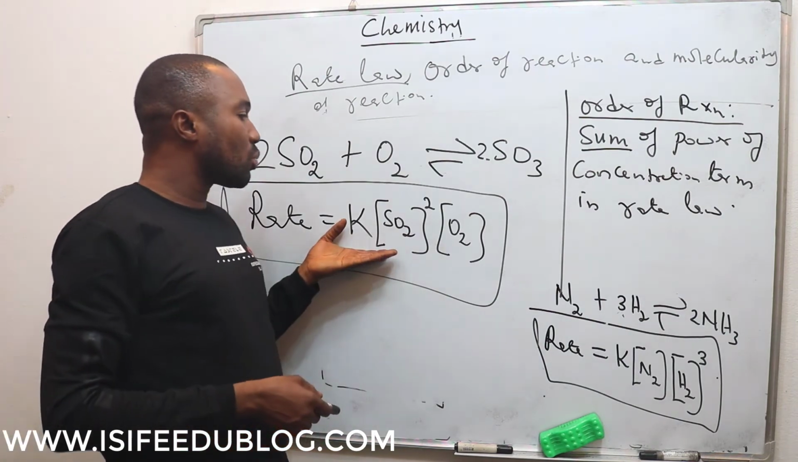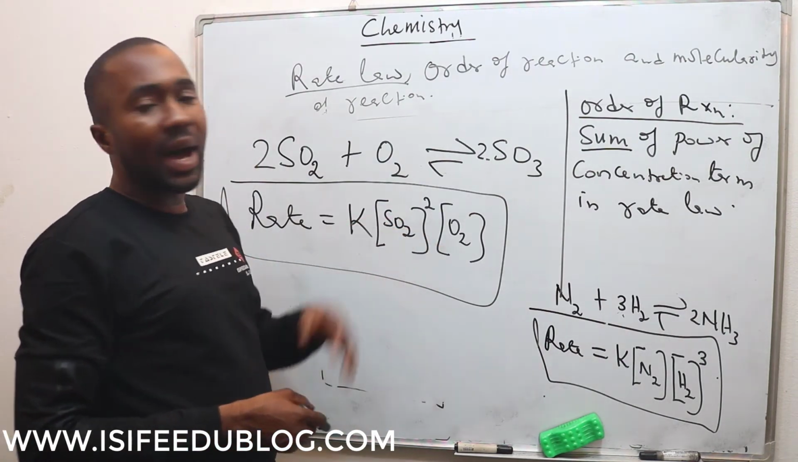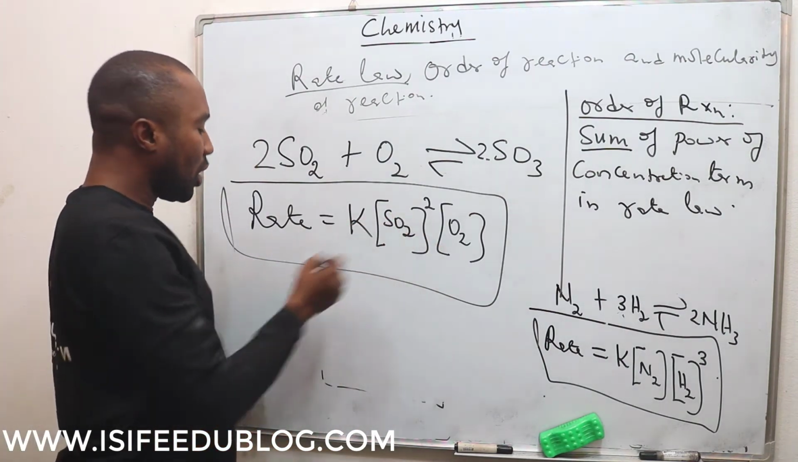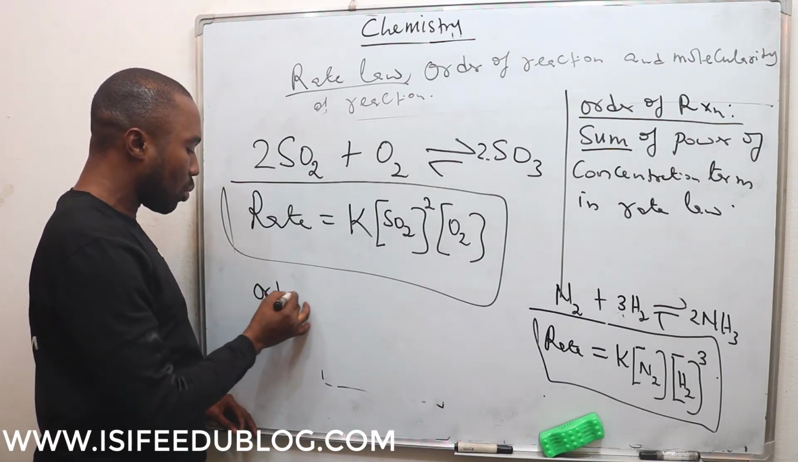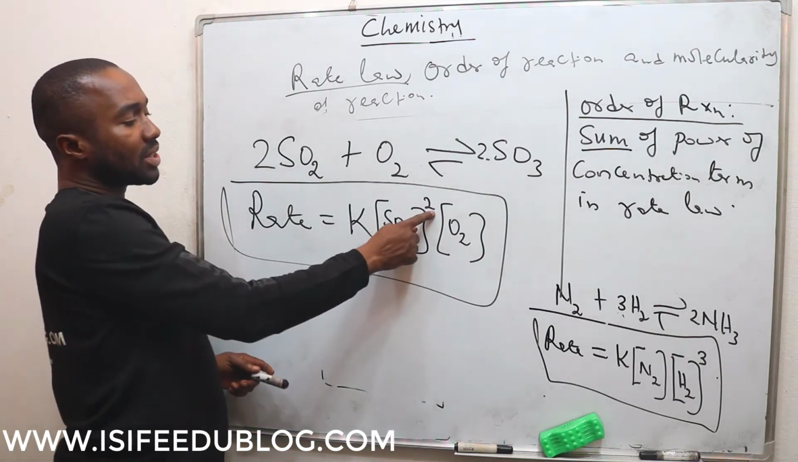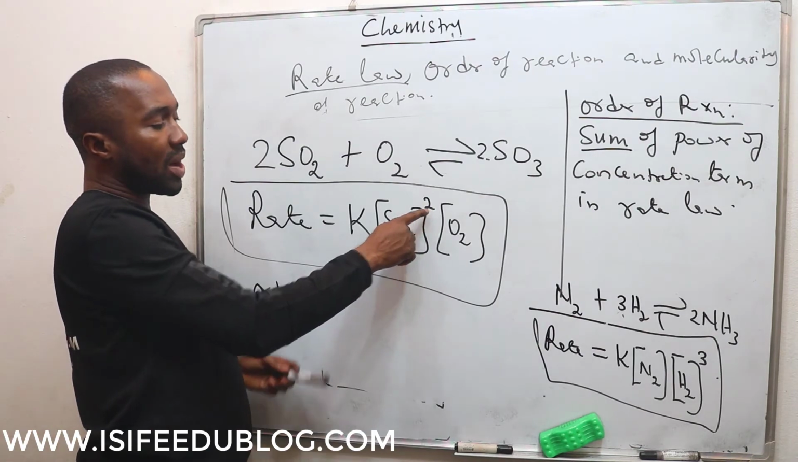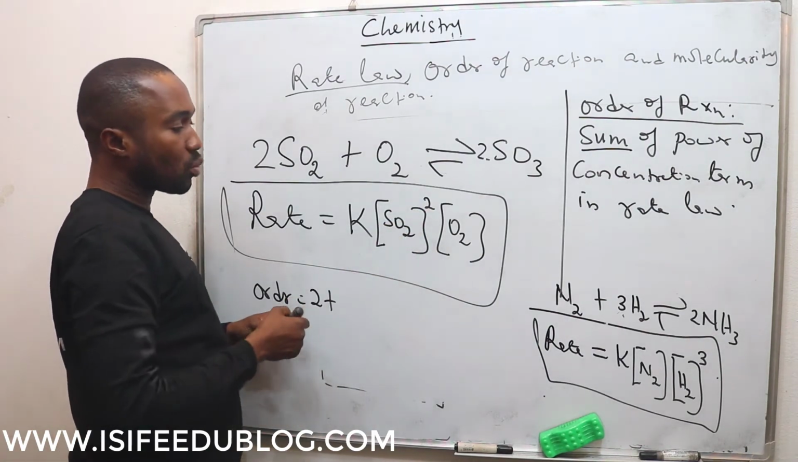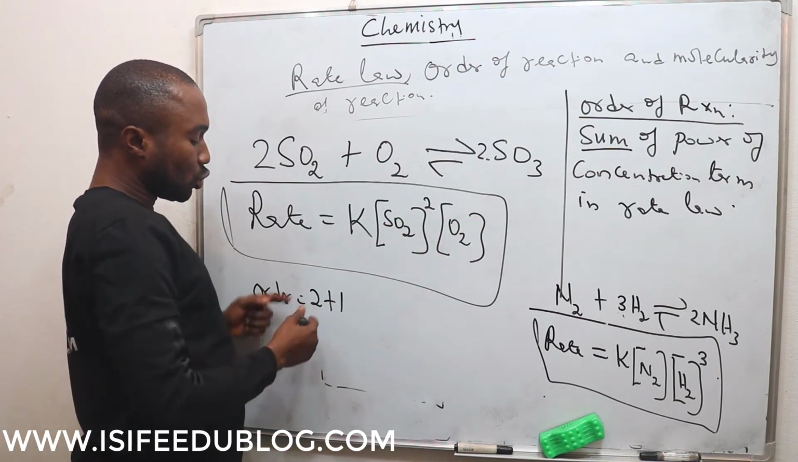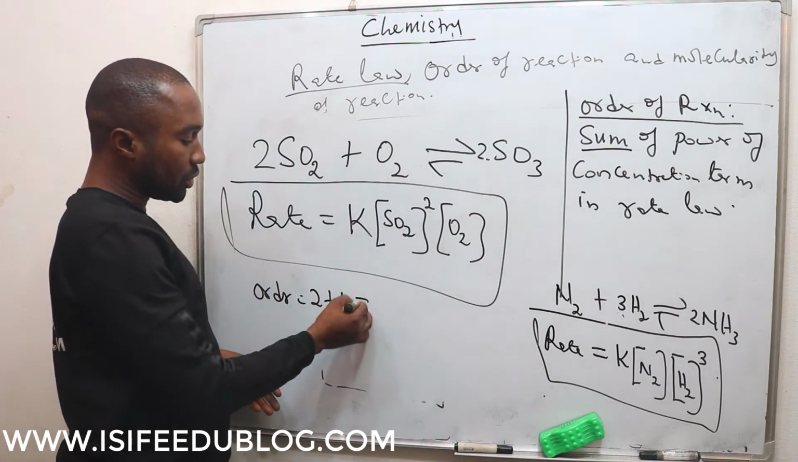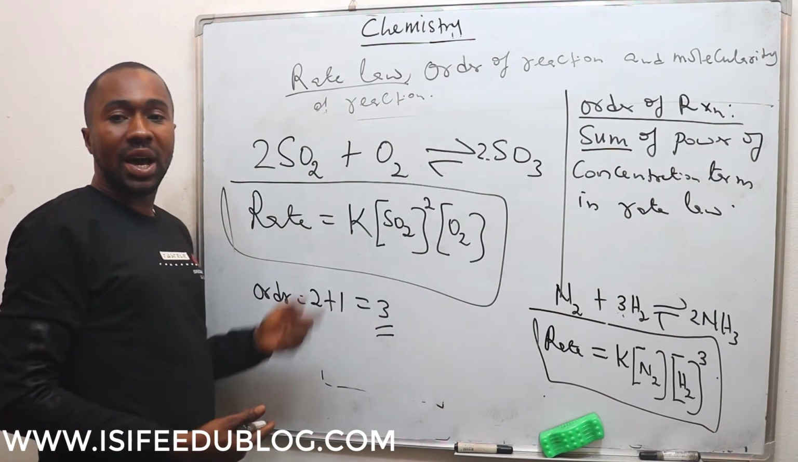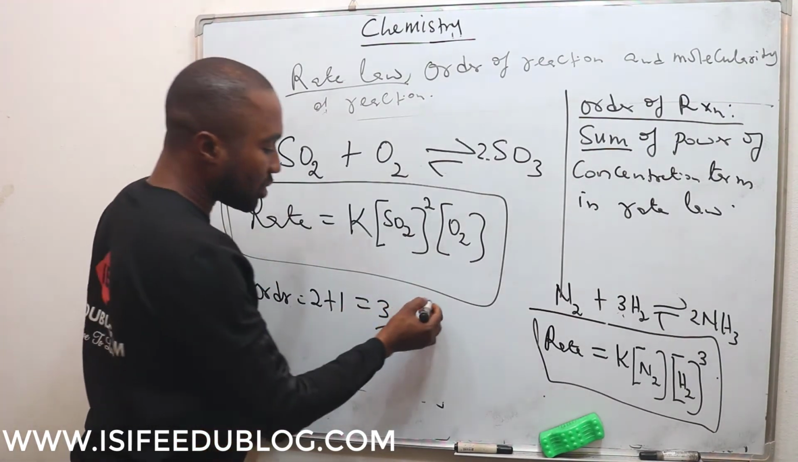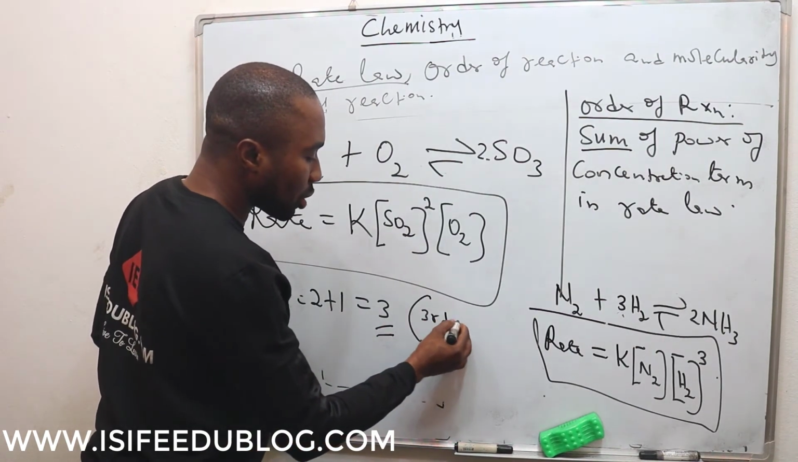So like in this equation, if you are asked to state the order of this reaction, the order of this reaction will now be equal to the reactant concentration here, the power here is 2. Then the next one, the power is 1. So the sum of the powers here is 3. So this is a third order reaction. The order of the reaction here is a third order reaction.